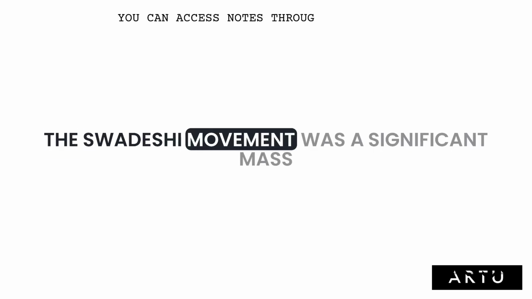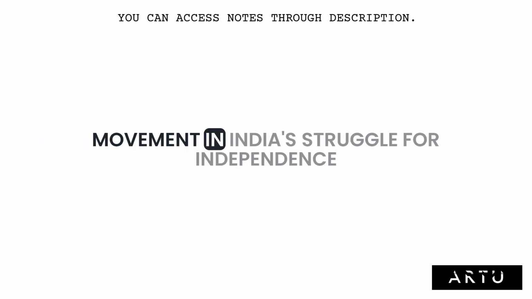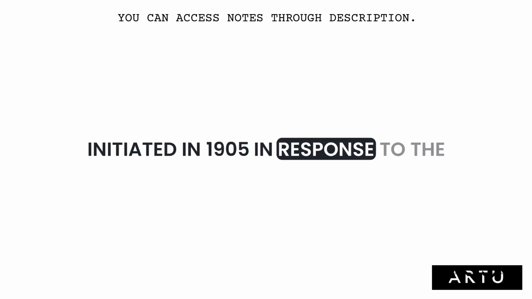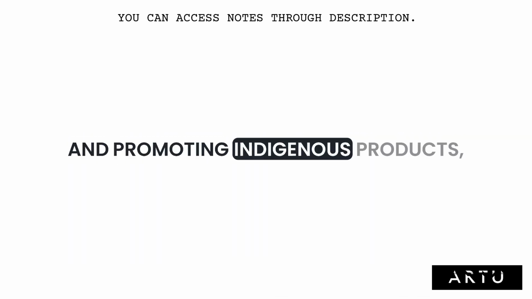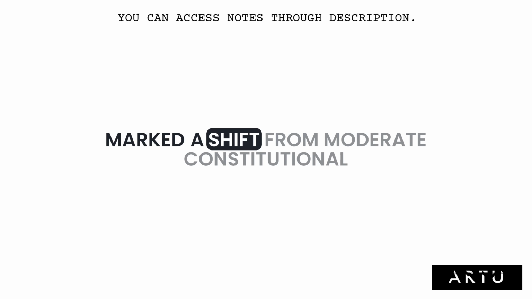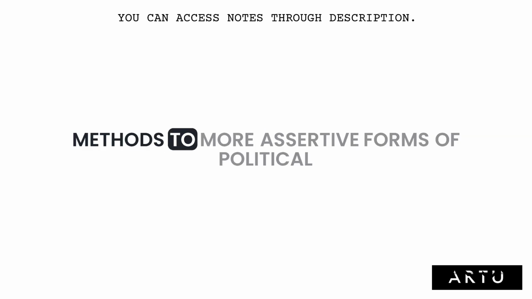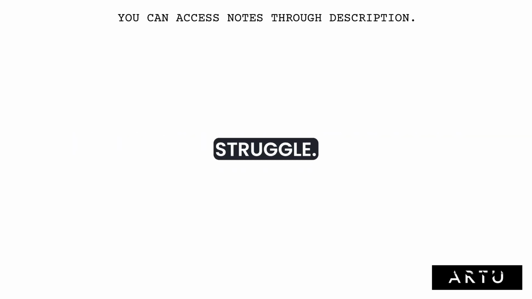The Swadeshi movement was a significant mass movement in India's struggle for independence, initiated in 1905 in response to the Partition of Bengal. The movement, which centered on boycotting British goods and promoting indigenous products, marked a shift from moderate constitutional methods to more assertive forms of political struggle.